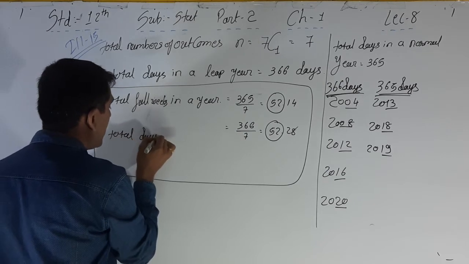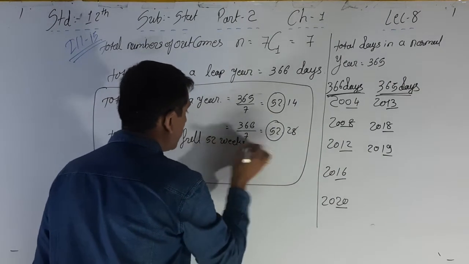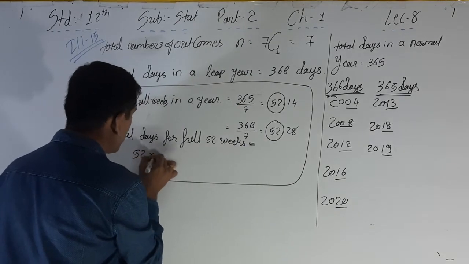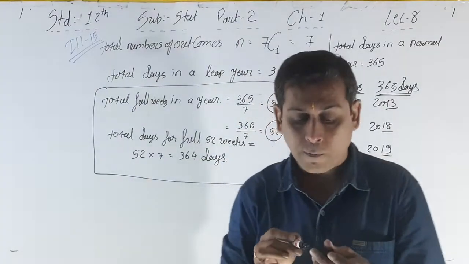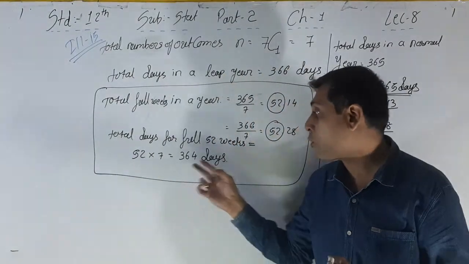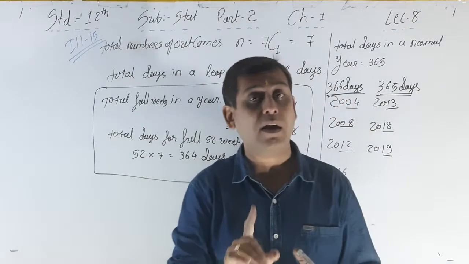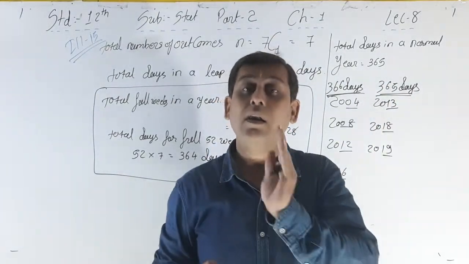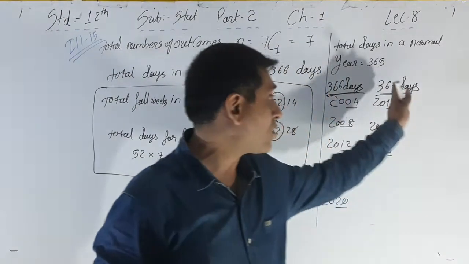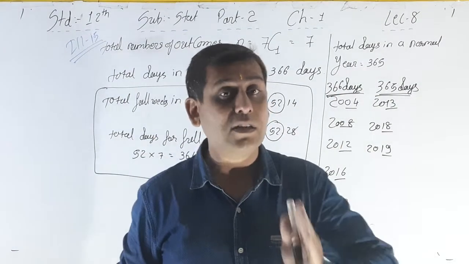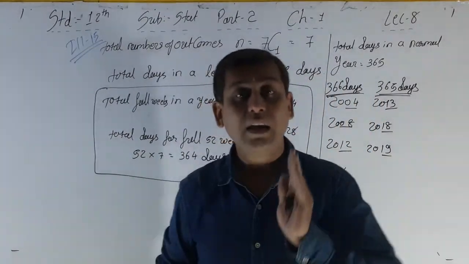Total days for full 52 weeks is equal to 52 into 7, that is 364 days. See, total 52 weeks are full from Monday to Sunday. All the days repeat 52 times in 1 year compulsory, because total full 52 weeks are there in each and every year, in a normal year or in a leap year, because 52 weeks into 7 is 364 days. In a normal year there are 365 days, in a leap year there are 366 days. So 364 are from that, that's why we can say 52 weeks full are there in each and every year.